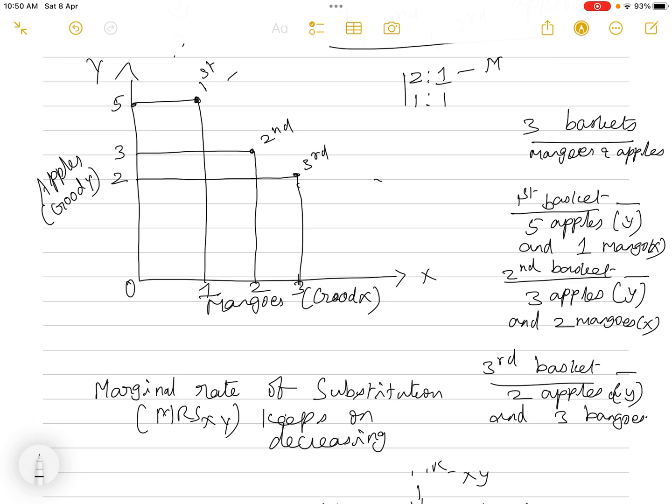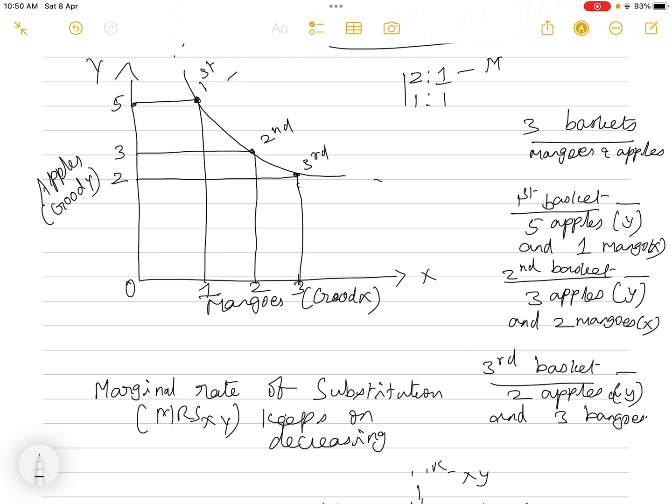So you will not be willing to sacrifice more and more units of a particular commodity, because you feel that you are losing the satisfaction from that particular commodity. This is the natural human tendency. To put it very, very simply, the consumer is willing to sacrifice lesser and lesser units of commodity Y to get additional units of commodity X. The consumer is willing to sacrifice lesser and lesser units of apples to get additional units of mangoes. That is what is known as the marginal rate of substitution, which keeps on decreasing.